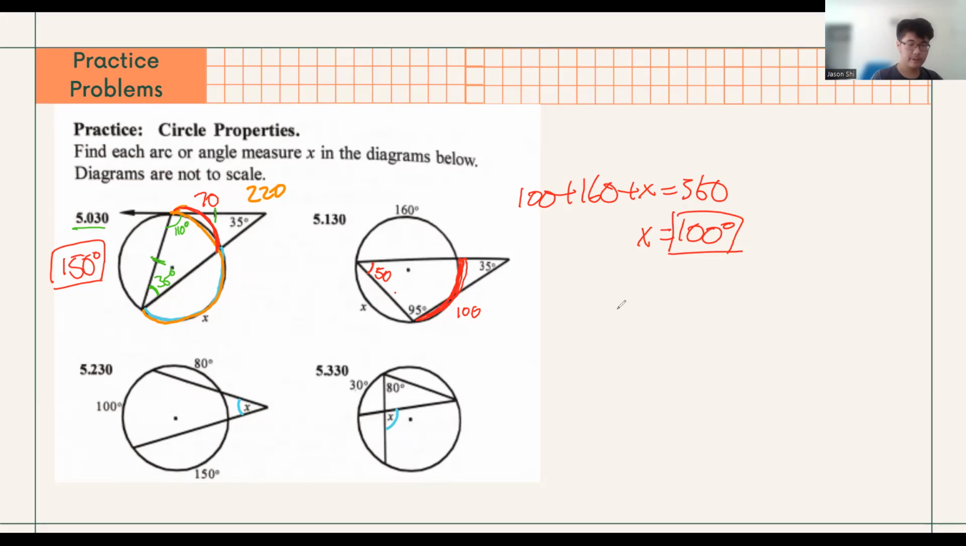So it's 100 degrees. There's actually a different way you can do this question, although it's a little more complicated. Basically you can figure out that if this is 95, then this red arc over here is going to be 190. Which means that 190 minus 100 is 90, this is 90 degrees.